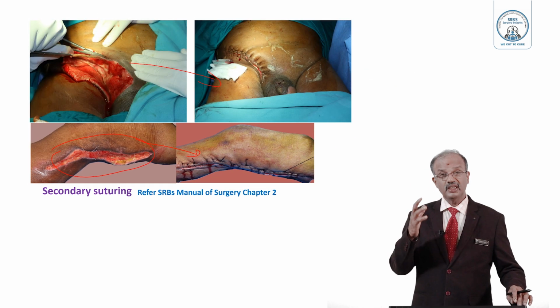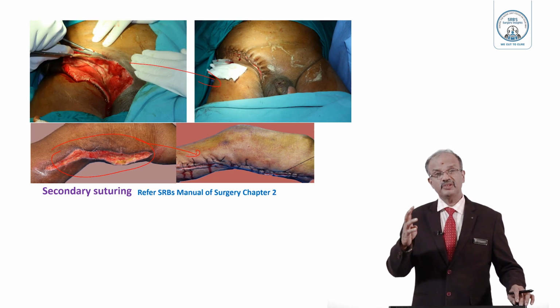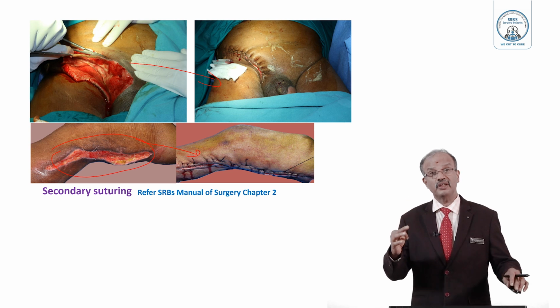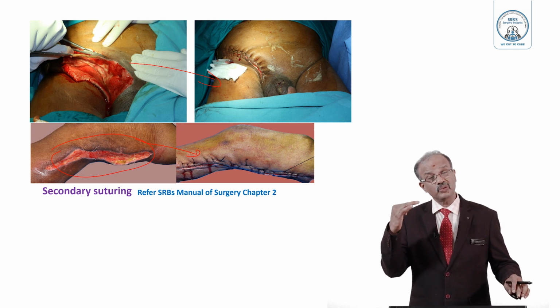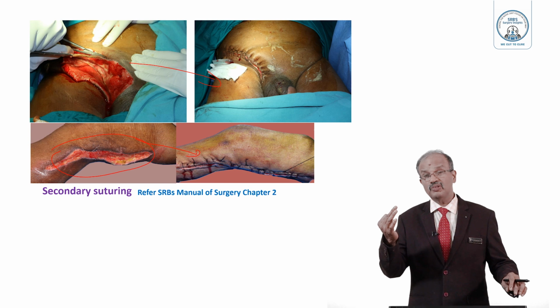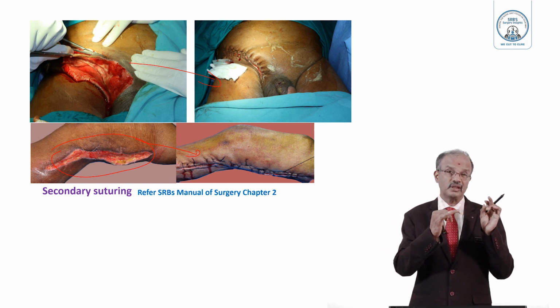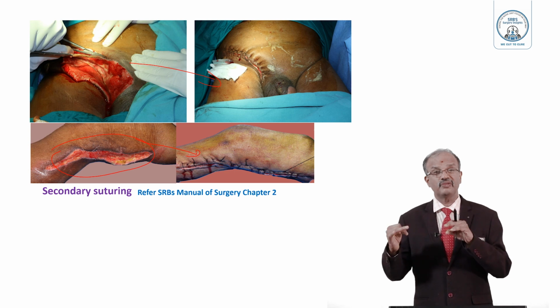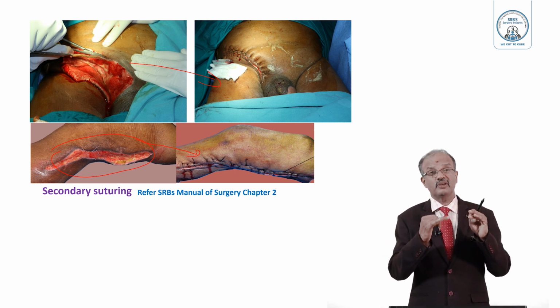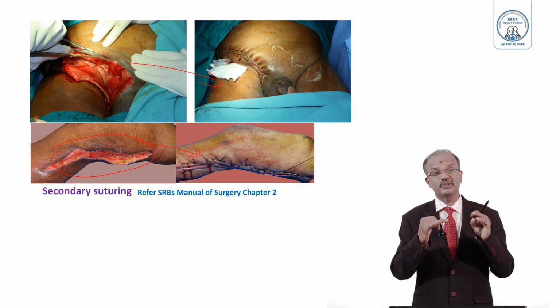So this is the primary suturing, delayed primary suturing once edema subsides. Secondary after 2 to 3 weeks. Once infection, everything is controlled, you feel that bacteria discharge culture or tissue culture is negative for bacteria or less than 10 to the 5 per gram of tissue, streptococci.